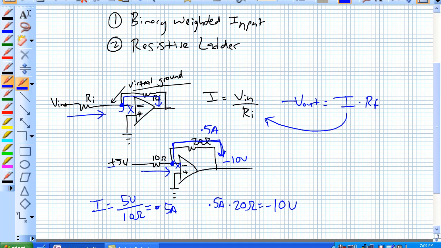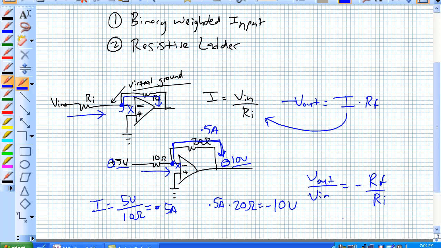Notice the fact that we had a plus 5 and now we have a negative here. So plus to negative, inverting. And then amplifier, we've gone from 5 volts to 10 volts. We've doubled that. Okay? And it's dependent upon this ratio, Vout over Vin is equal to negative RF over Ri.